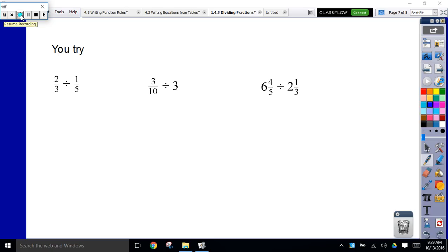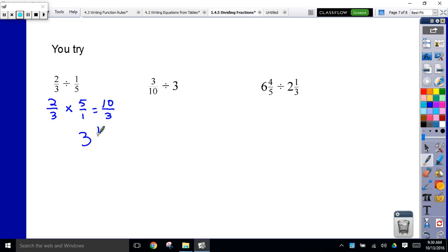Okay, Ben, can you tell us how to do number 1? 2 thirds. Then you've got to switch it. Switch it. So you've got to flip it. And then you've got to, at least get 10 over 3. Good. And could we change that to a mixed number? 3 and 1/3. Good. 3 and 1/3.